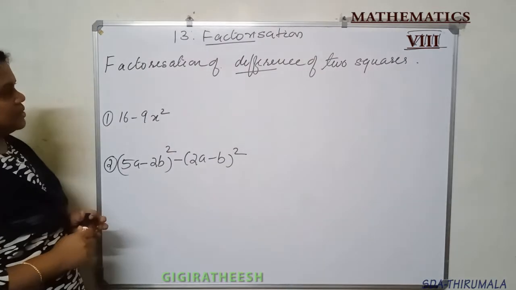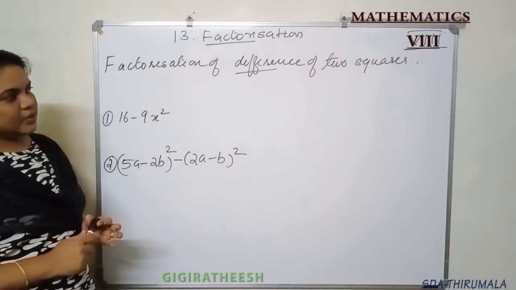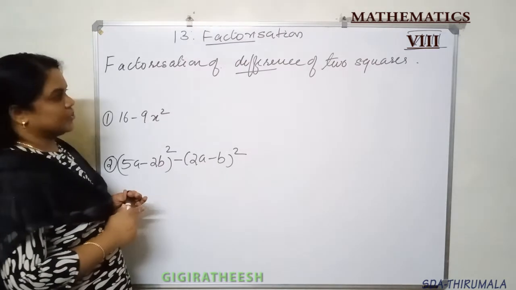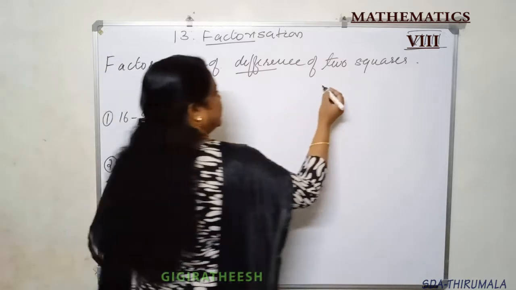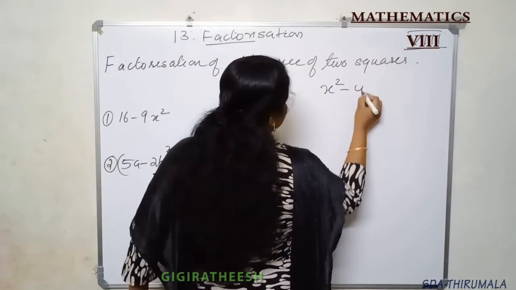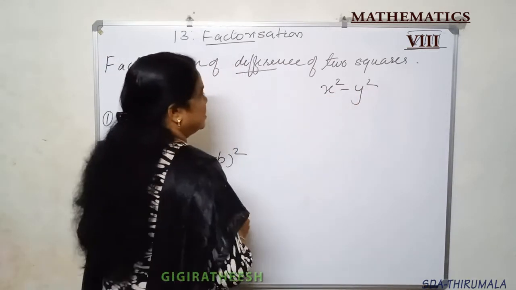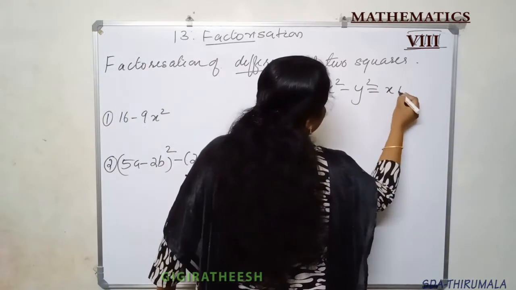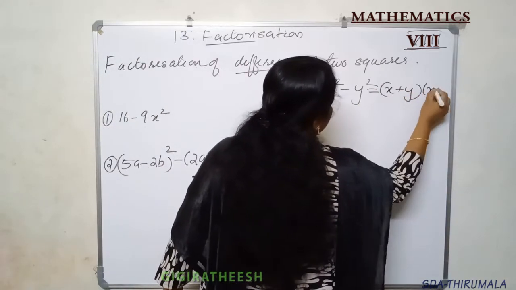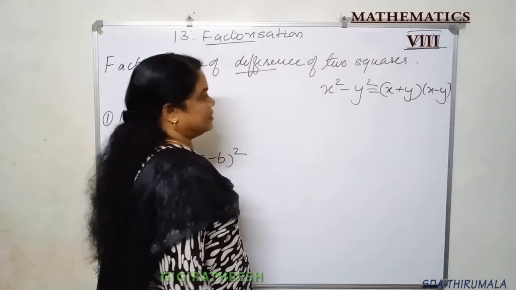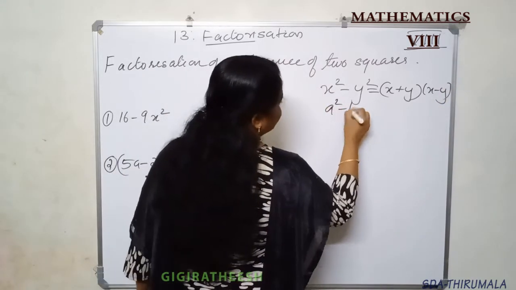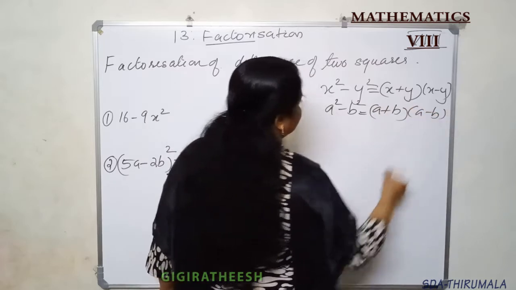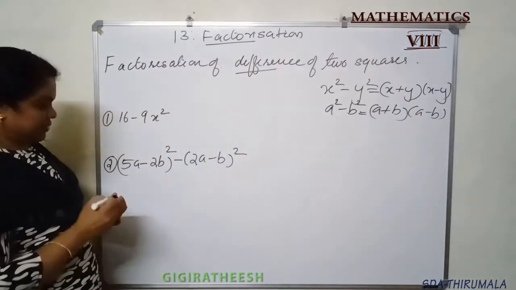Okay, next is factorization of the difference of squares. There is a formula: x square minus y square, the difference of two squares, is equal to x plus y into x minus y. Or a square minus b square is equal to a plus b into a minus b. This is the formula for the difference of two squares.